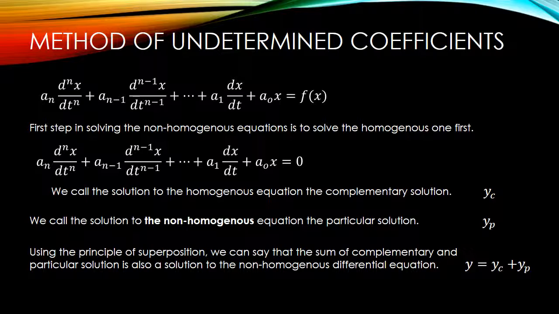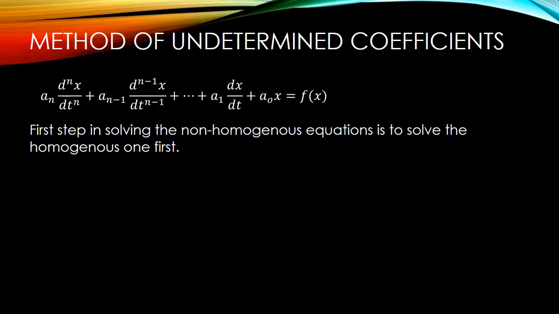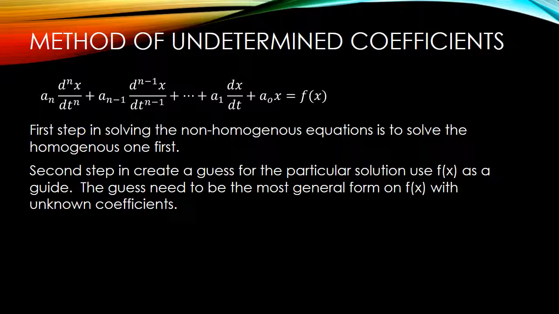So how are we going to solve these? Well, first step, again, is you have to solve the homogeneous equation first. Once you have that, your second step is to make a guess for the particular solution using the function f of x as a guide. The guess needs to be the most general form of f of x with unknown coefficients. So if f of x is equal to x, say, then the most general linear equation is ax plus b.